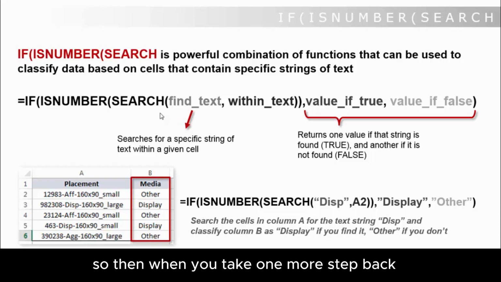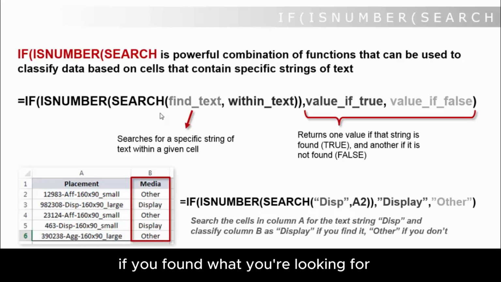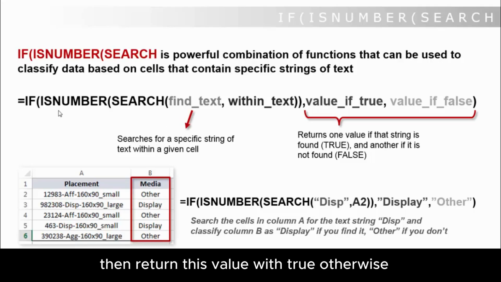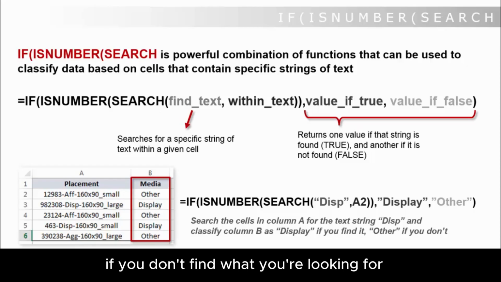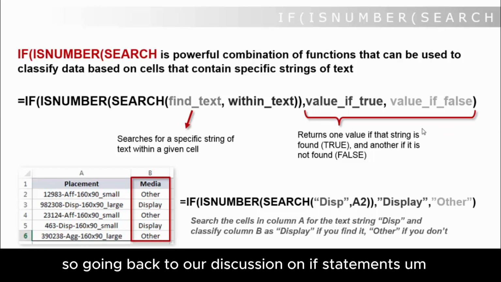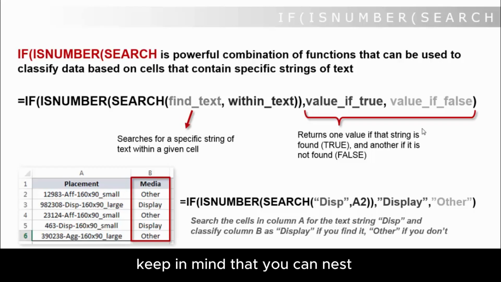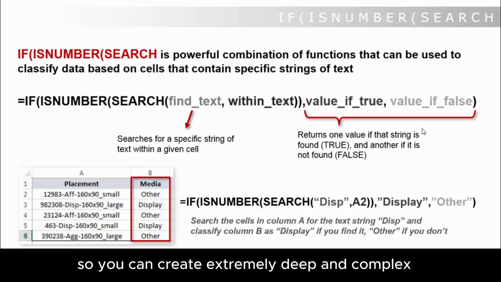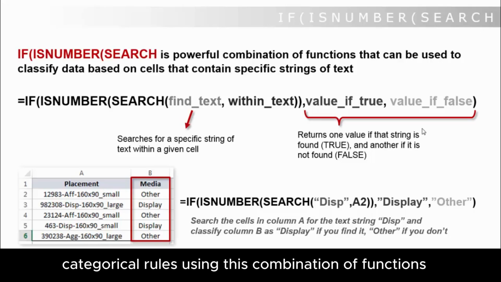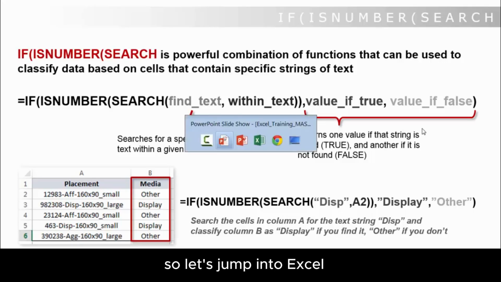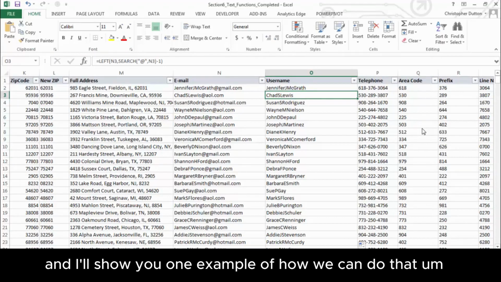Then when you take one more step back and look at the IF statement, all you're saying is, if you found what you're looking for, then return this value if true. Otherwise, if you don't find what you're looking for, return the value if false. Going back to our discussion on IF statements, keep in mind that you can nest as many of these together as you want. So you can create extremely deep and complex categorical rules using this combination of functions. Let's jump into Excel, and I'll show you one example of how we can do that.